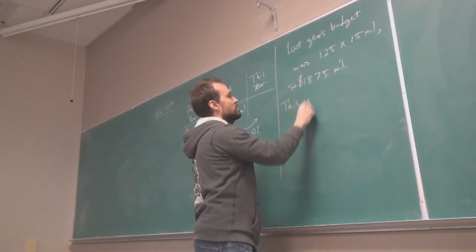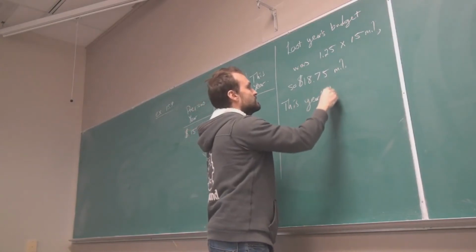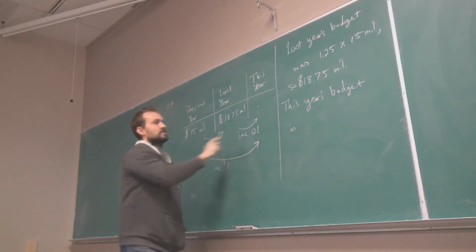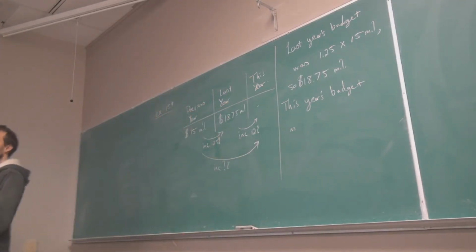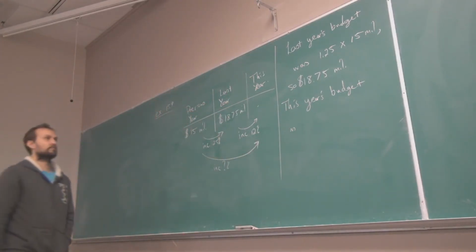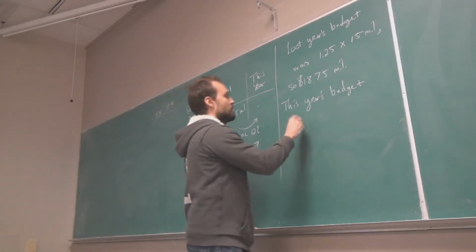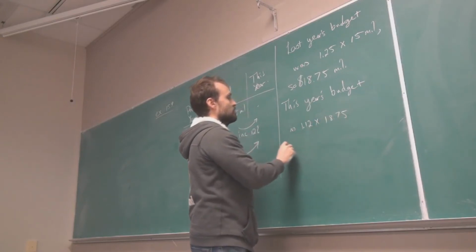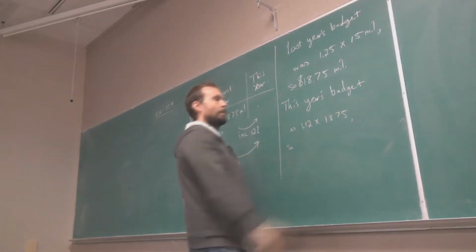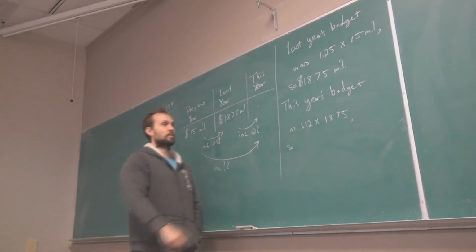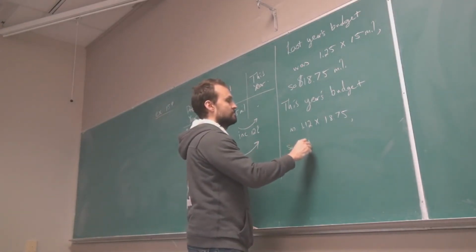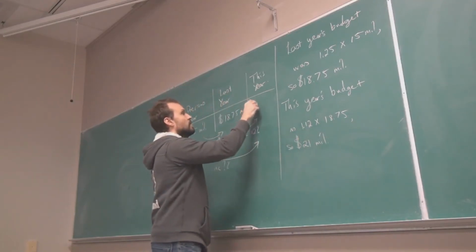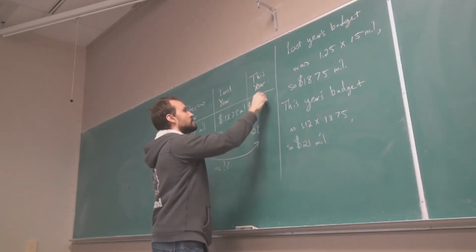Now I can do the same thing for another year. This year the budget is a 12% increase on the 18.75. So that'll be 1.12 times 18.75, which is 21 exactly? Oh, that's kind of nice. 21 million.